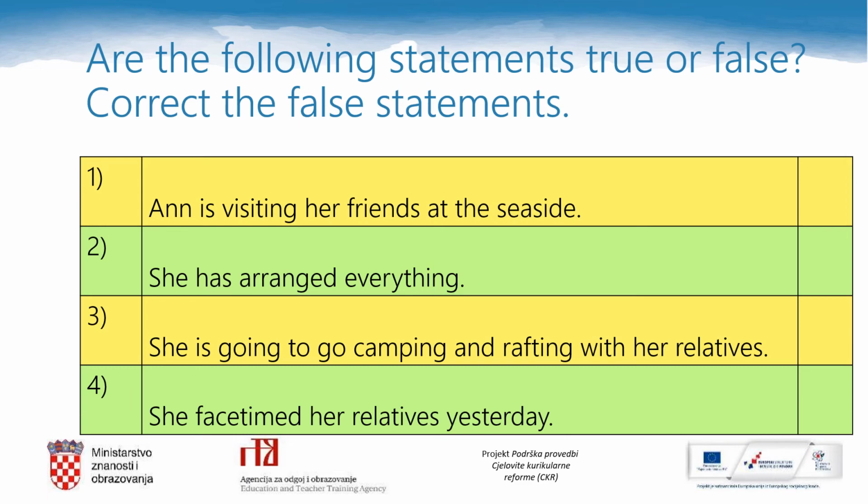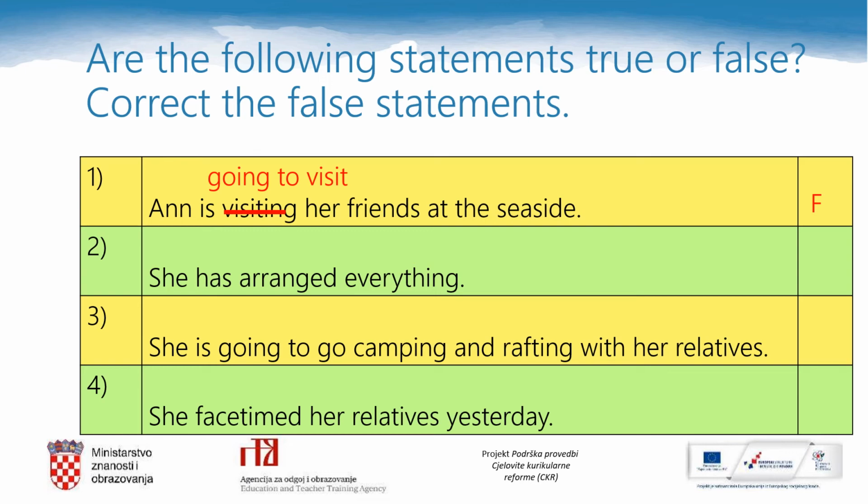Let's check. Sentence number 1. Anne is visiting her friends at the seaside is false. If we say Anne is visiting her friends, it means that she has arranged everything with her friends, and that is not the case. Instead of visiting, we should say Anne is going to visit her friends, because these are just her plans.